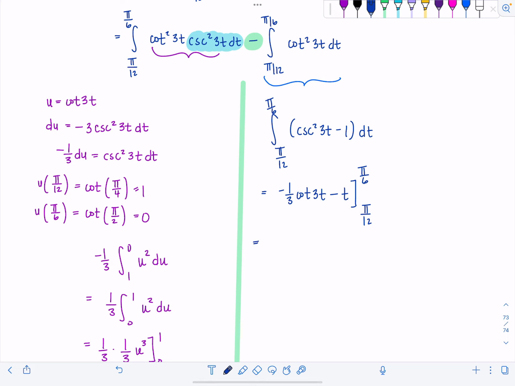I'm going to just take this negative out. And then we've got 1/3 cotangent. I'm already plugging it in. I'm already getting the ball rolling, guys. Keep up. So 3 times pi over 6, that's pi over 2.